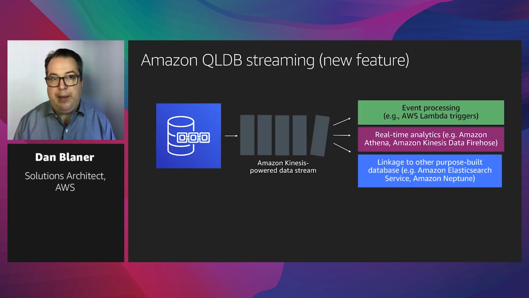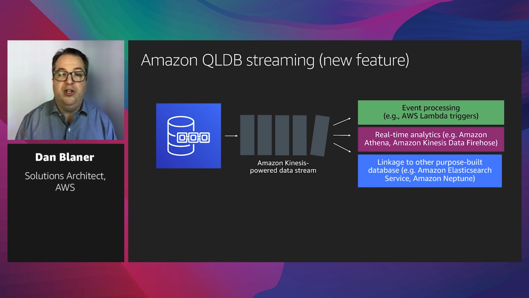QLDB now offers a streaming capability that allows you to publish new transactions against your ledger to a Kinesis data stream. You can use this feature to drive event-based applications, perform real-time analytics, and to flow data from QLDB into other purpose-built databases to support analytics, reporting, search, and other access patterns. QLDB guarantees at least once delivery of data into the stream. You can start a new stream from any point in the history of the journal and replay transactions into the stream.